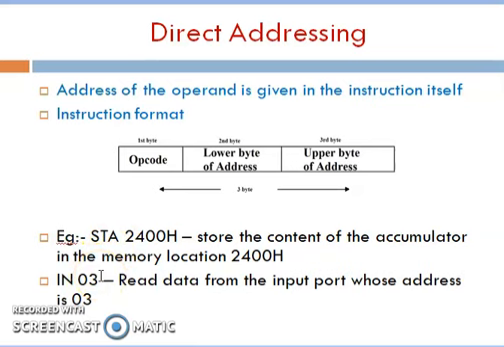As you already know, the address of a memory location is 2 bytes long, while the address of an input port or output port is only 1 byte long. Therefore, IN or OUT instructions generally are 2 bytes long. First the opcode of IN or OUT, then followed by the address of the IO port.